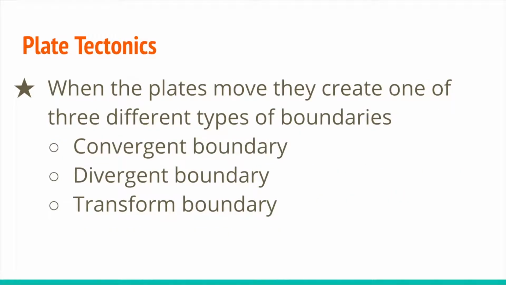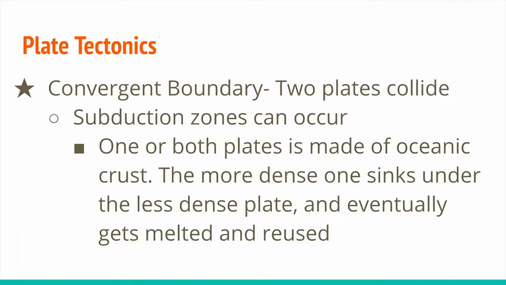When the plates move, they make one of 3 different types of boundaries. The first is convergent boundary, the second is divergent boundary, and the third is a transform boundary. The convergent boundary is 2 plates colliding.